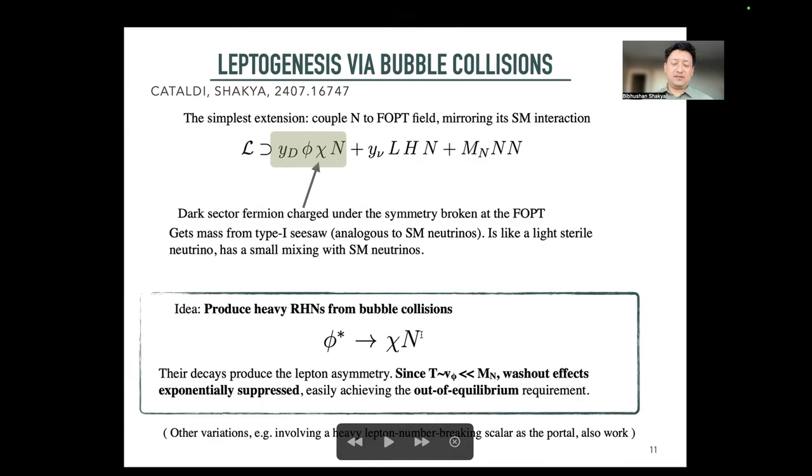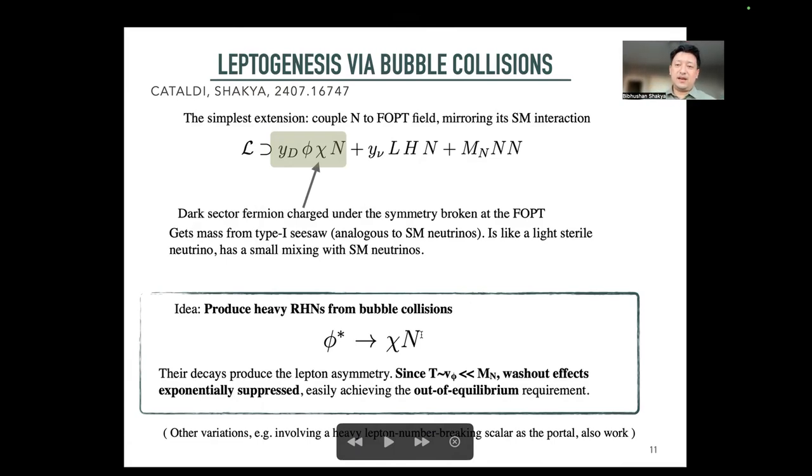And as long as the temperature is above the electroweak scale so that the sphalerons are active, you can convert that lepton asymmetry into a baryon asymmetry. And so that part of the calculation is just standard leptogenesis. So this is just one example, right? Using what I call a neutrino portal.